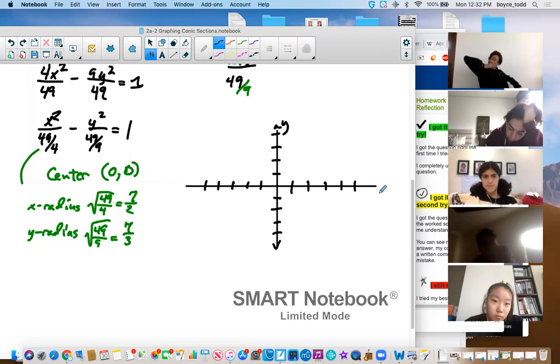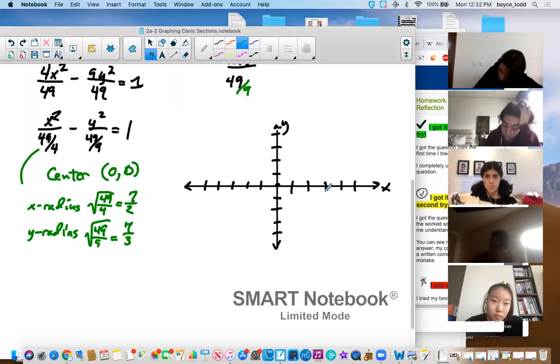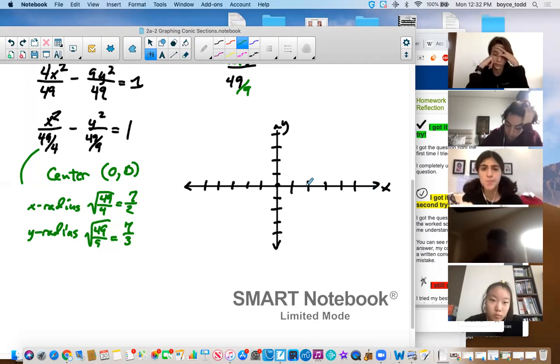Okay, now just to save time here, I'm not going to write every number here, but if it's centered at 0, 0, then I'm going to put a dot in the x direction. I'm going to go 7/2, which is 3.5, so 1, 2, 3, and put a dot right here. That's actually going to become the vertex of this side of the hyperbola.